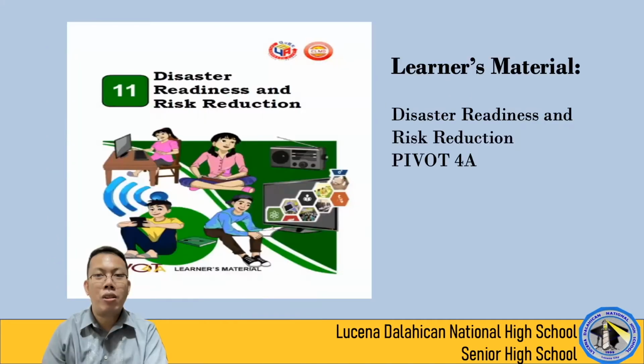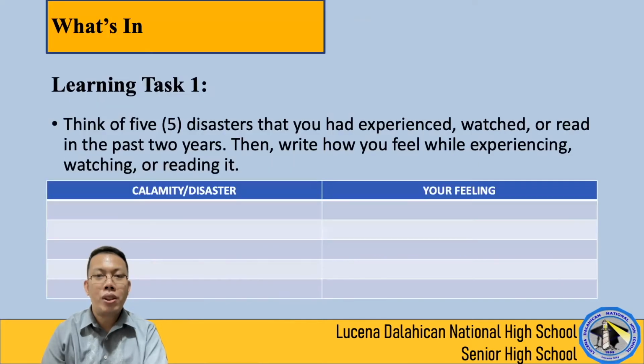This is our official learner's material, Disaster Readiness and Risk Reduction Pivot 4A, Self-Learning Module. For what's in, learning task number 1: think of 5 disasters that you had experienced, watched, or read in the past 2 years. Then write how you feel while experiencing, watching, or reading it.